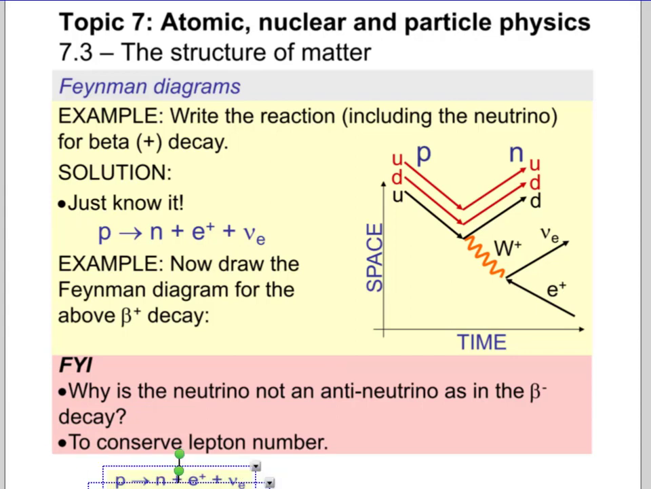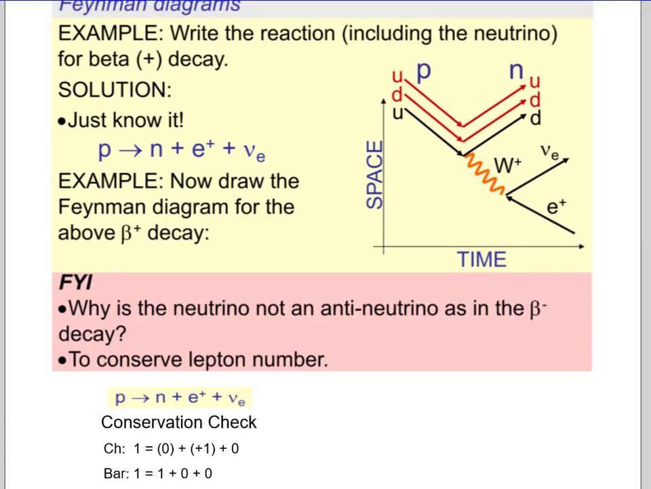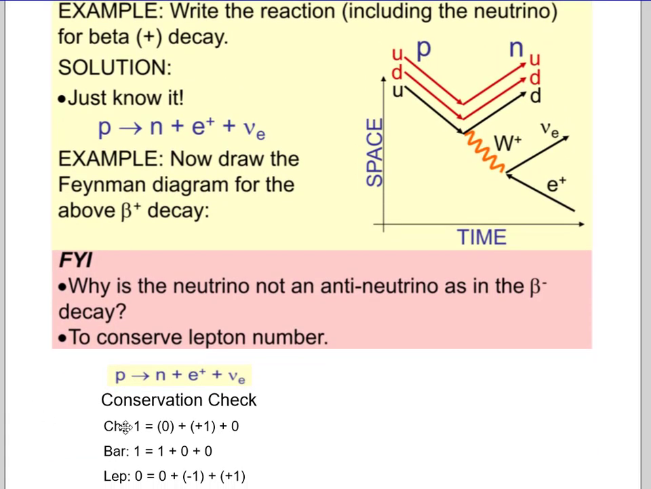Maybe I'll just slide this up here a little bit. So if we look at the overall reaction, again, let's look at charge. Proton positive 1, neutron 0, positron positive 1, electron neutrino 0. Passes charge. Go to baryon number, same thing. The proton and neutron each get a 1. Everything else is a lepton, gets a 0. Leptons in the same family, negative 1, positive 1, still checks out.